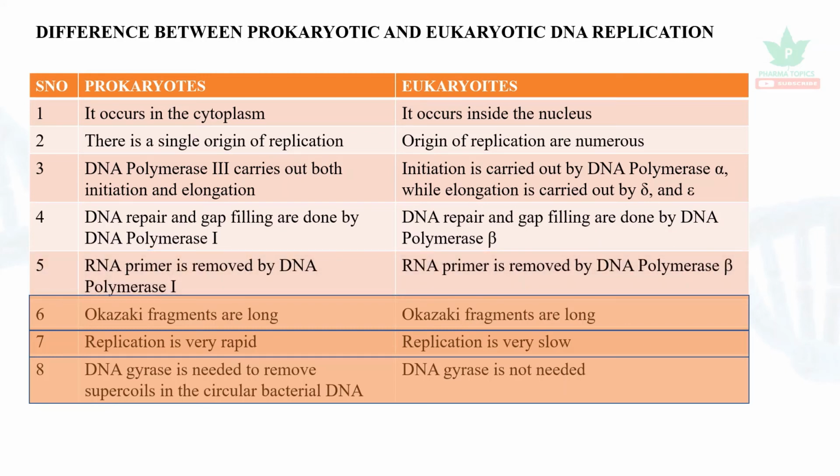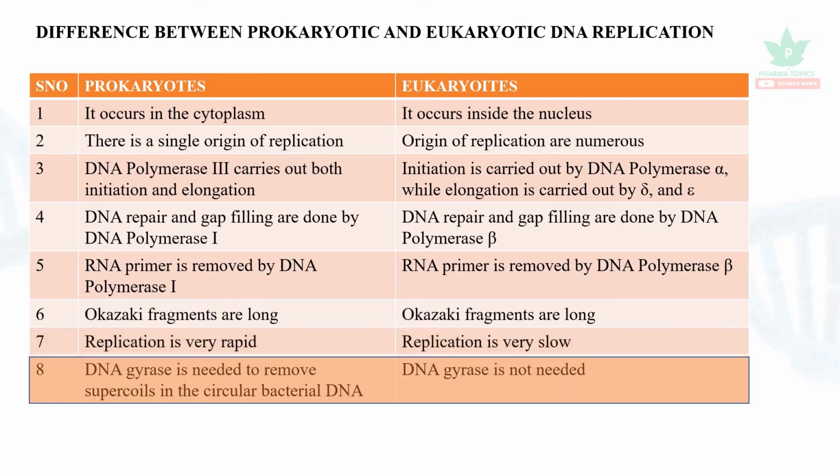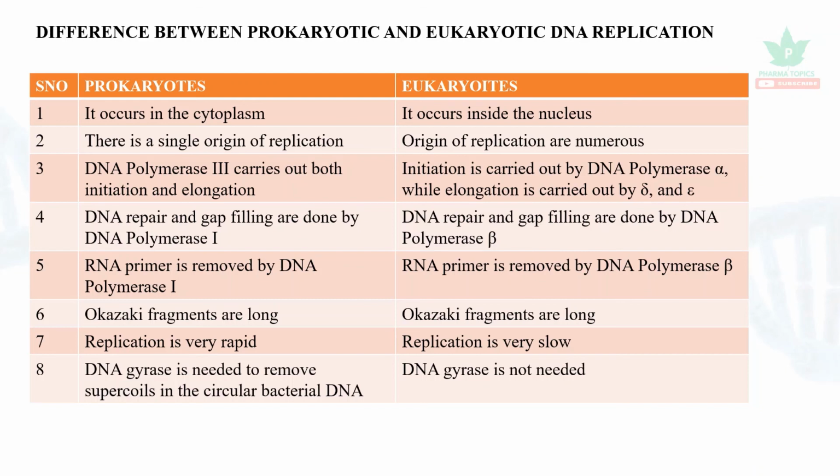RNA primer is removed by DNA polymerase 1 in the prokaryotes, whereas it is removed by DNA polymerase beta in the eukaryotes. The Okazaki fragments of the lagging strand are very long in prokaryotes, whereas they are short in eukaryotes. The replication is very rapid in prokaryotes, whereas it is very slow in eukaryotes. DNA gyrase is needed to remove the supercoils in the circular bacterial DNA, whereas it is not needed in eukaryotes. It's a short nutshell of information on DNA replication.